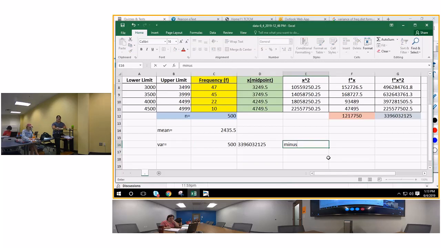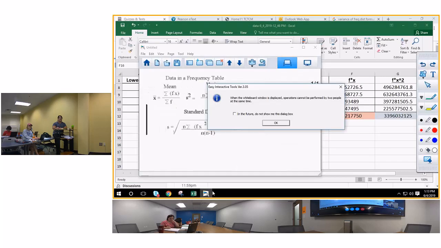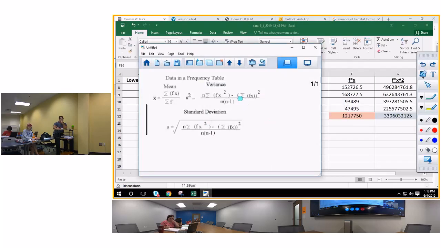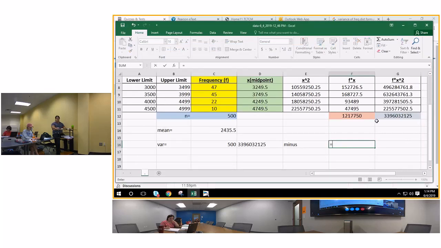What does the formula say now? Let's go back to the formula. The summation of f times x. And what are we going to do to the summation of f times x? We're going to square it. So what is our summation of f times x, red or gray? Red. So we're going to take the 121 blah, blah, blah. I'm going to say equals this guy, and I'm going to put right here to the second power. We haven't started calculating yet. I'm putting everything where it needs to be.